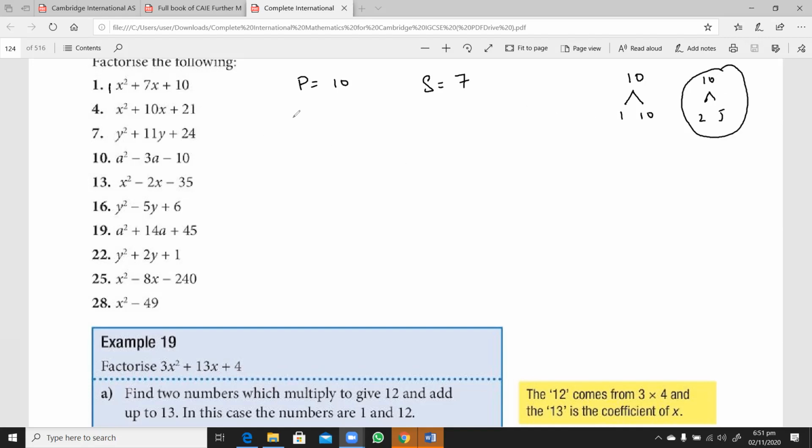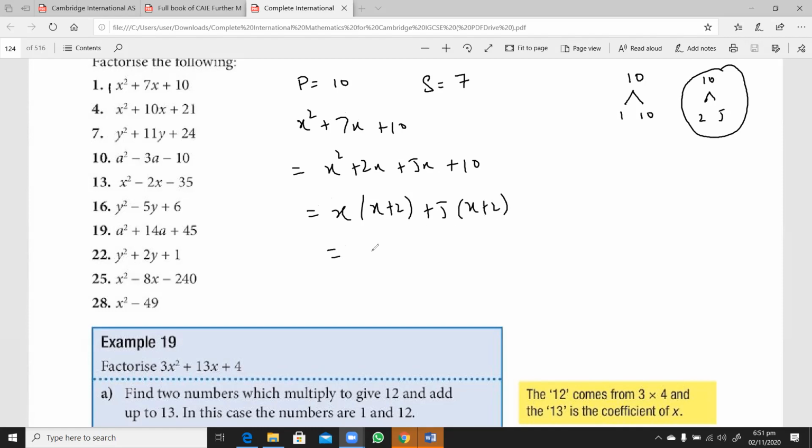So this x squared plus 7x plus 10 becomes x squared plus 2x plus 5x plus 10. So that is how you have x into x plus 2 plus 5 into x plus 2. So that is how you get it as x plus 2 times x plus 5.